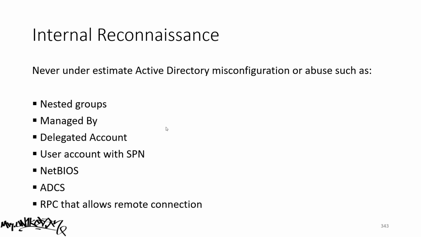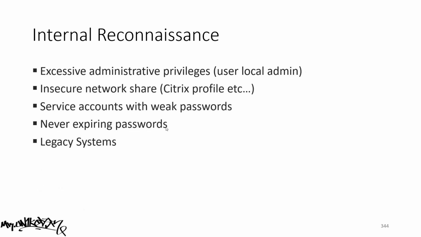NetBIOS too, unfortunately, a lot of companies still have it. They always claim that they have one application somewhere that needs it, but to be fair, we all know that it's not true. ADCS, this is something that was overlooked in the past because it was not well known and documented, but there's tons of stuff that you can abuse in there. And RPC is the beauty of Microsoft, in my opinion. This is where all the loot is, and there's much more to be discovered, and I'll give you some pointers on how you can discover stuff in there.